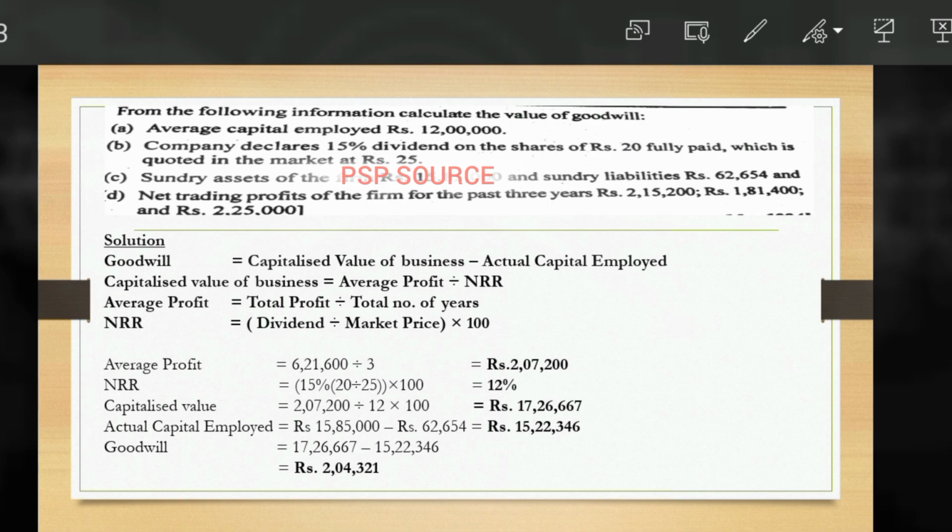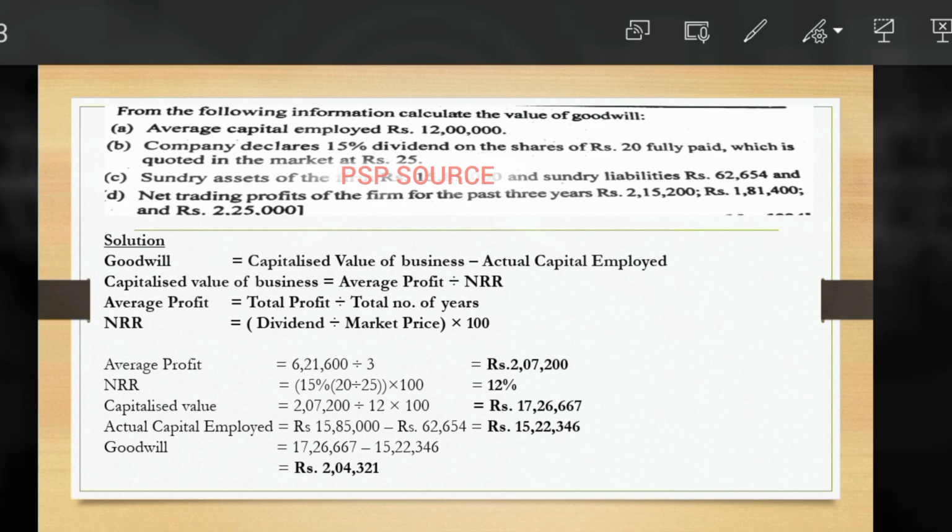The average capital employed of rupees 12 lakh is provided. It is for our reference. It is often used for calculating the super profit method, but for this method we need to calculate average capital employed by deducting sundry liabilities from sundry assets.